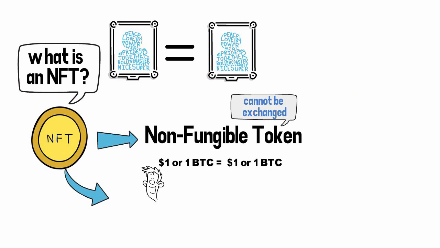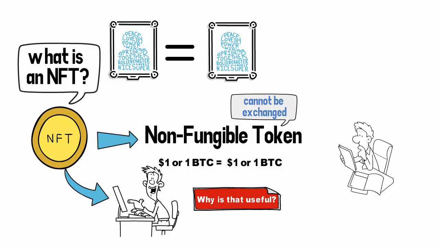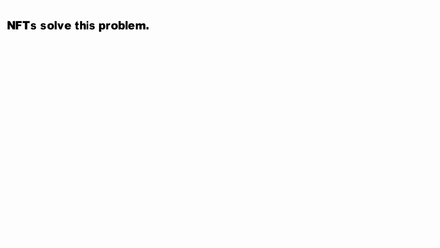NFT are tokens that live on a blockchain and represent ownership of unique items. Why is that useful? Well, tracking who owns a digital file is tricky because it can be copied and distributed effortlessly. So how can you prove who's the original owner when everyone has an identical copy of the file? An NFT solves this problem.